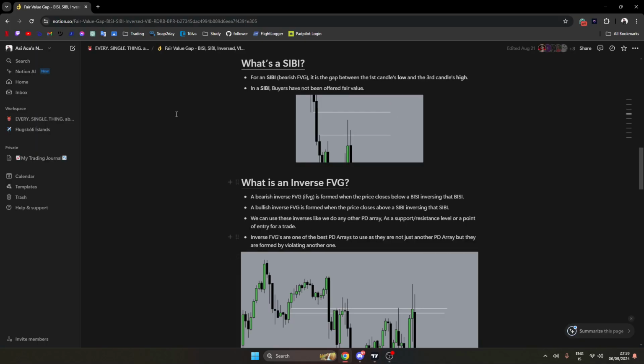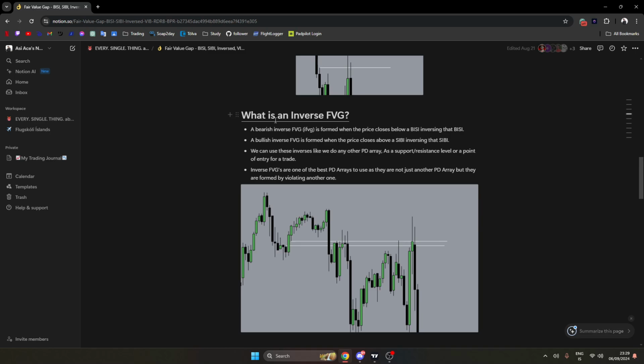Now let's continue. What is an inverse fair value gap? A bearish inverse fair value gap, an IFVG, is formed when the price closes below a BISI, inversing that BISI. A bullish inverse fair value gap is formed when the price closes above a SIBI, inversing that SIBI. We can use these inverses like any other PD array, as a support and resistance level or a point of entry for a trade. Inverse fair value gaps are one of the best PD arrays used, as they are not just another PD array, but they are formed by violating another one.